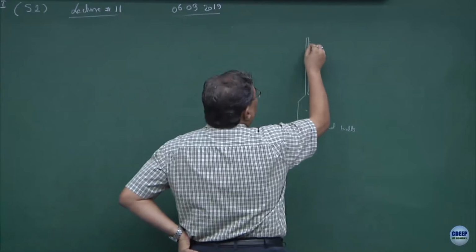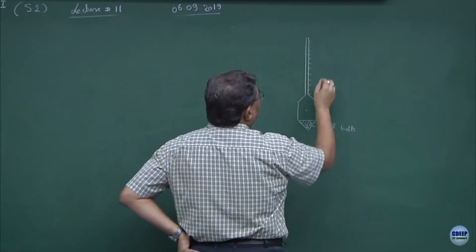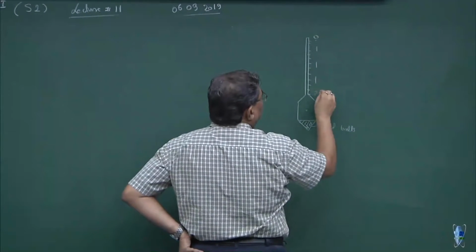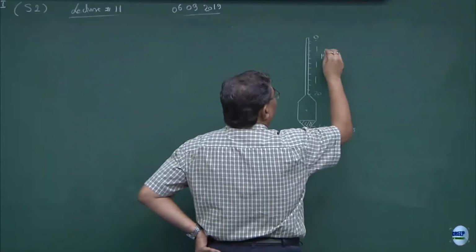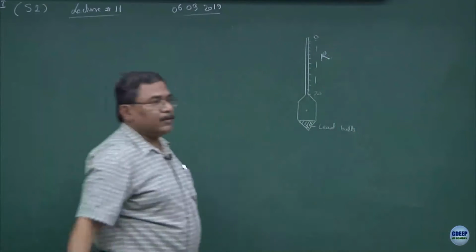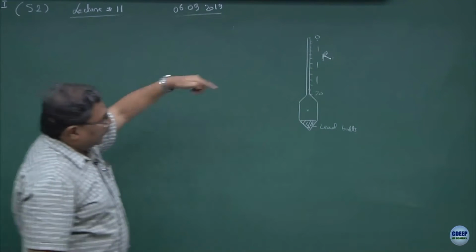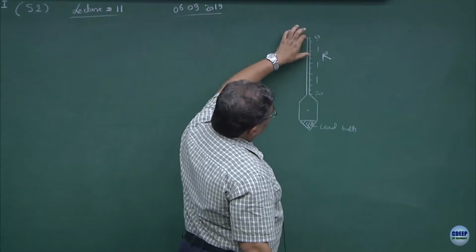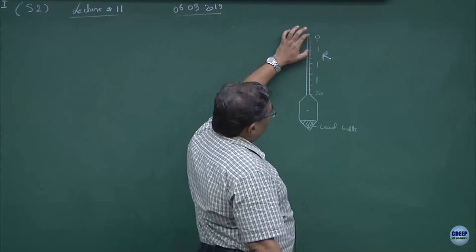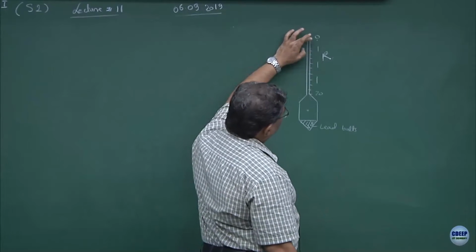R is the graduation on the hydrometer. So 0 to 20. This is the R value. It's okay. This is what you read in real life. Because you have asked this question, I will explain this further.